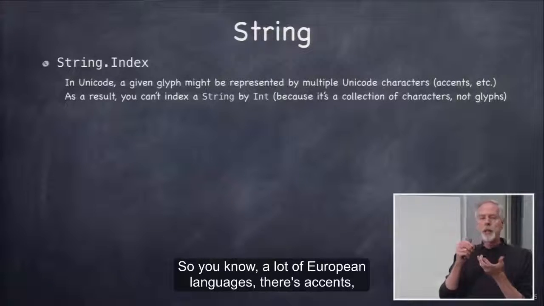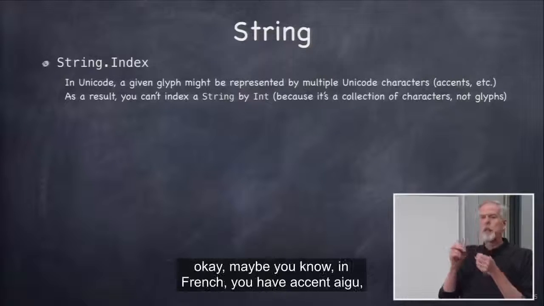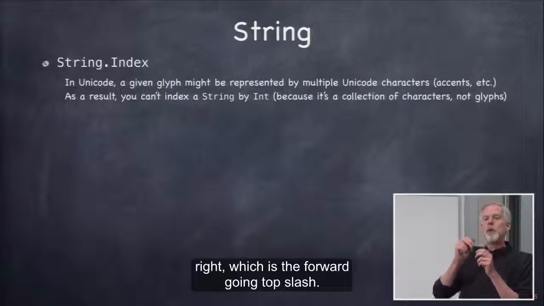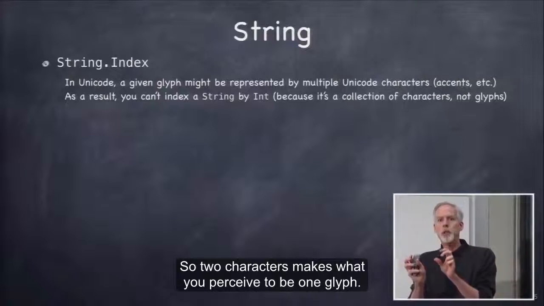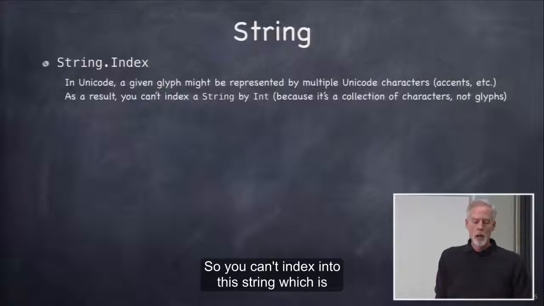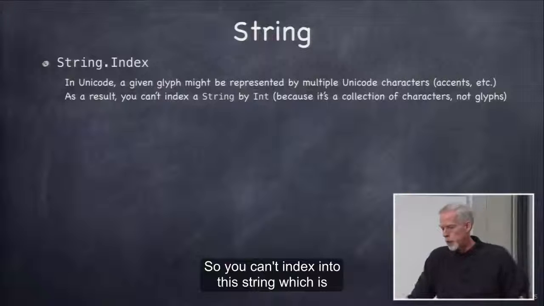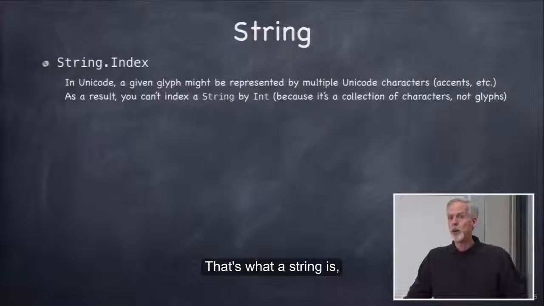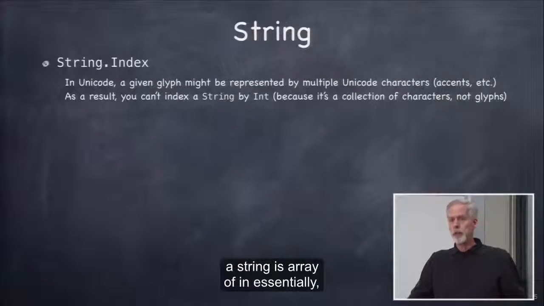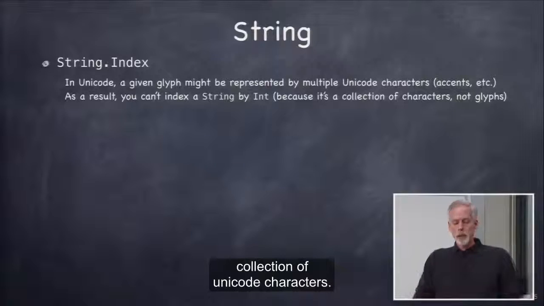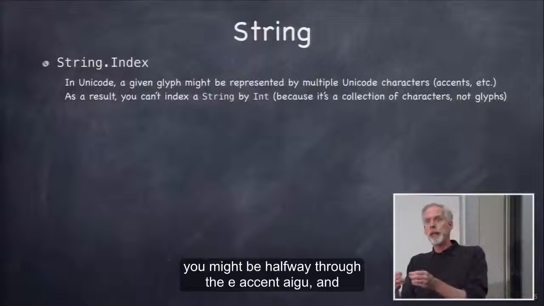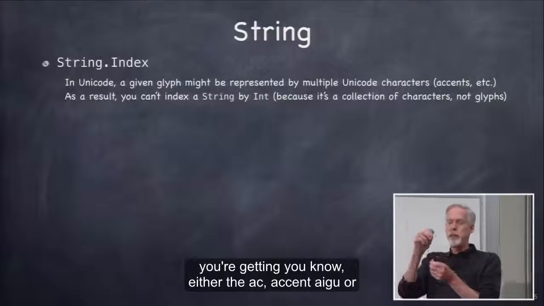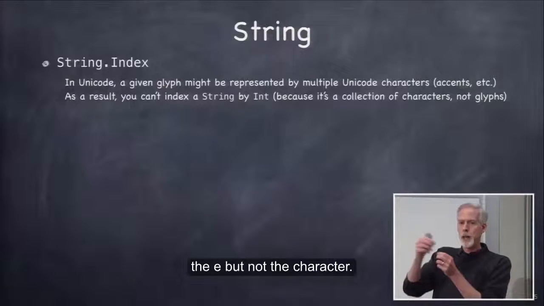For example, an accent. A lot of European languages have accents. Maybe in French you have accent aigu, which is the forward-going top slash. Well, that could be 2 Unicode characters, E and the accent character. So 2 characters make what you perceive to be one glyph. So you can't index into this string, which is an array of characters. That's what a string is. A string is essentially internally an ordered collection of Unicode characters. You can't really index by int, or you might be halfway through the E accent aigu, and you're getting either the accent aigu or the E, but not the character.